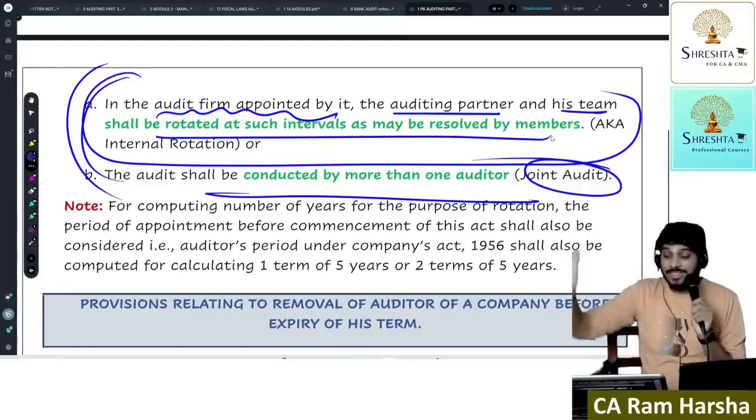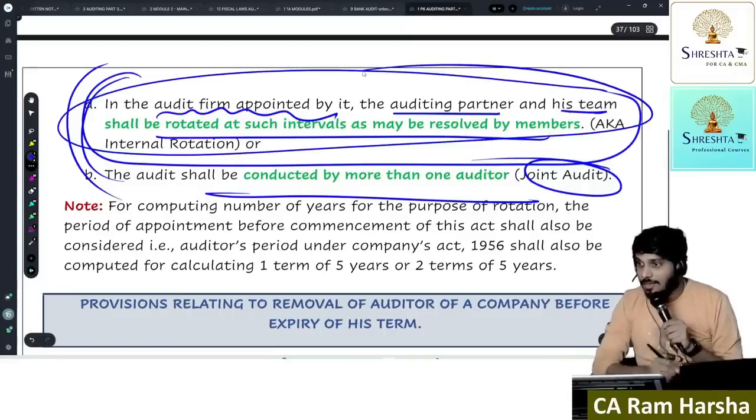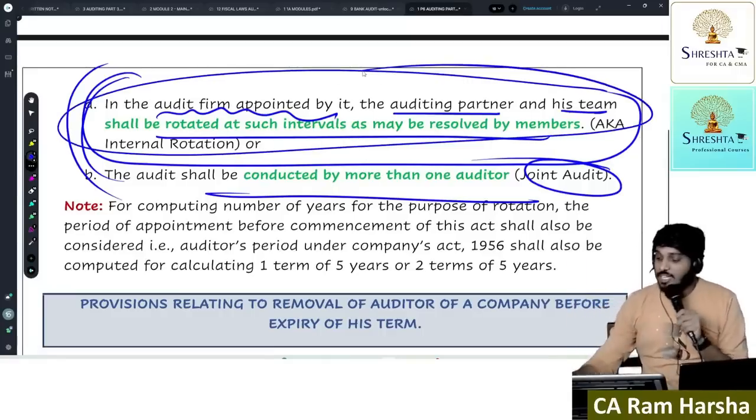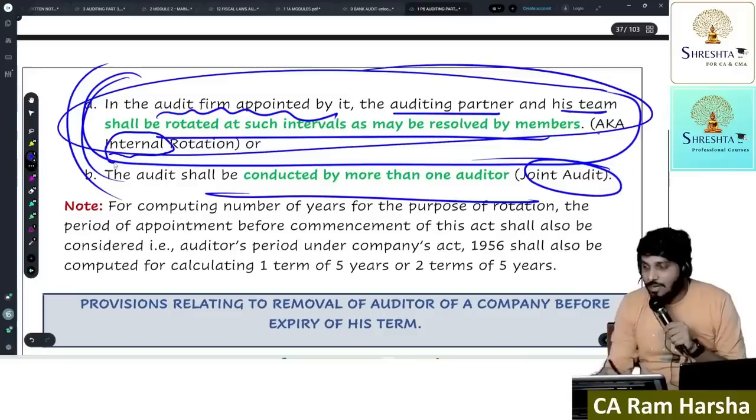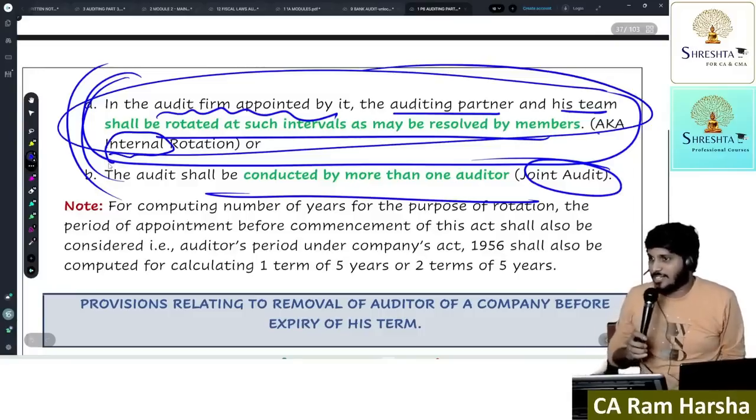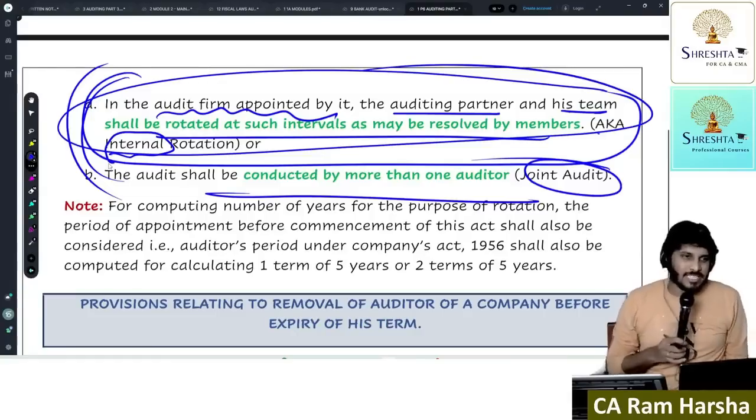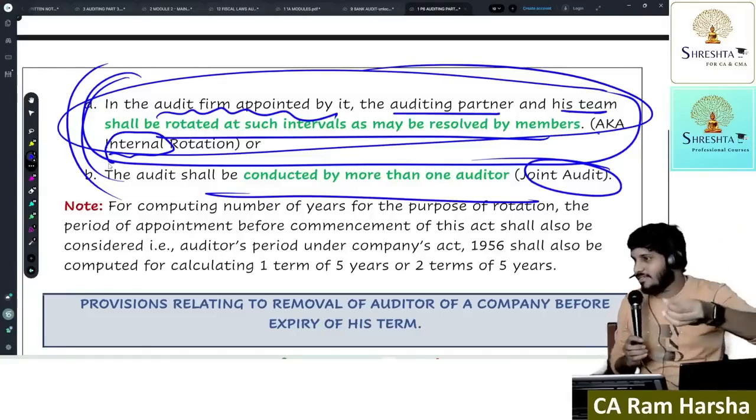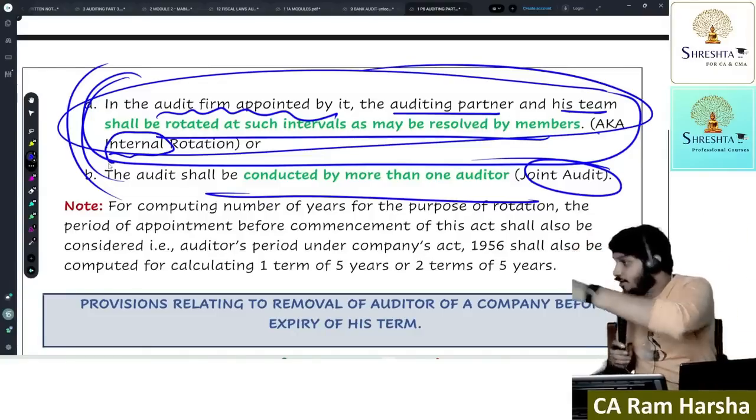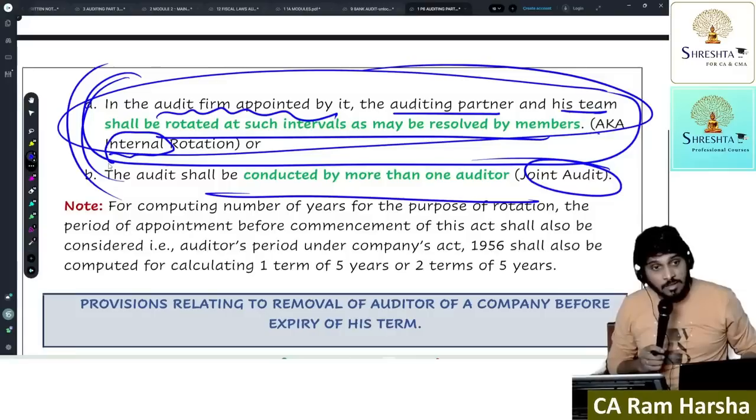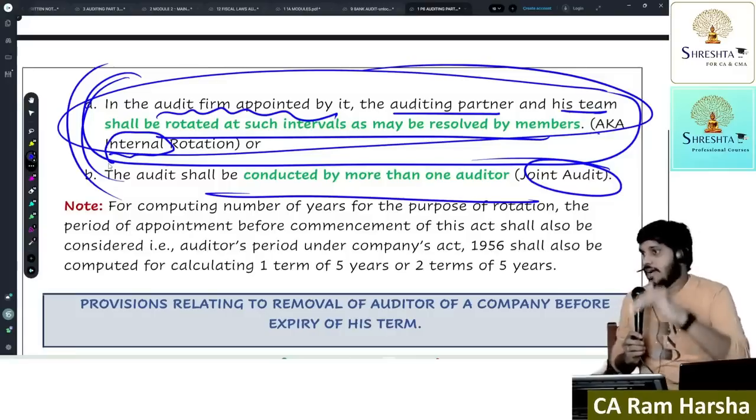Firm. Here they are talking about what? Change of partner. That's why I call it internal rotation. This is not the firm changing, the auditor changing. Just, sir, every year the same partner? Why the same partner every year? Every year let a different partner come. Is it compulsory, by the way? No. If members resolve, then they have to follow.